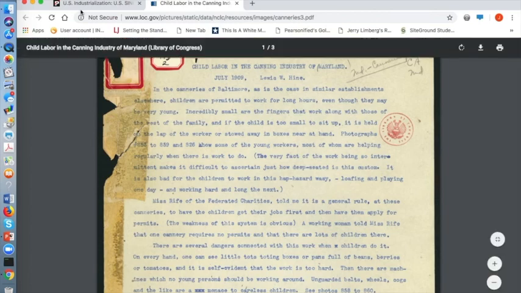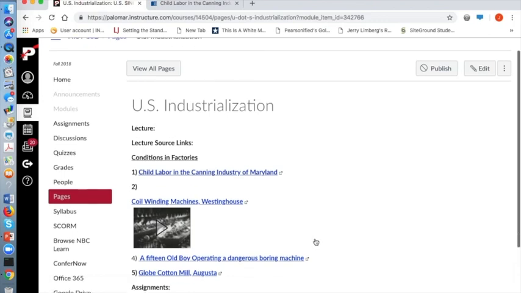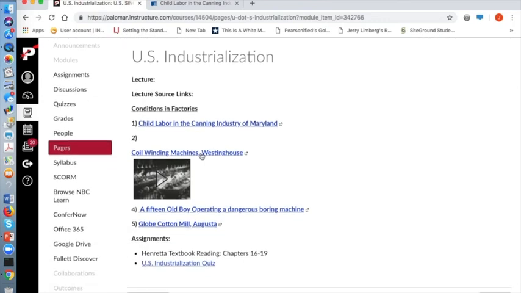Right. So let me go to the next one. The other source I provided you was something called the coil winding machines at Westinghouse. I'm just going to play this really quickly.